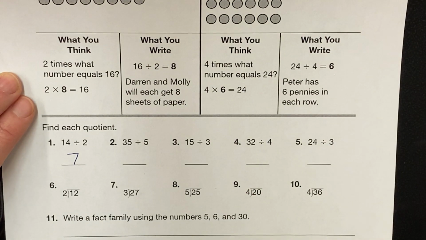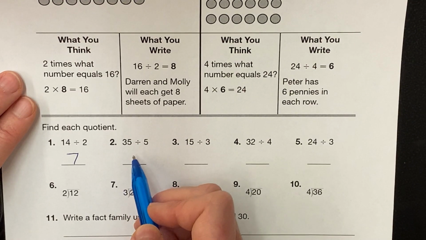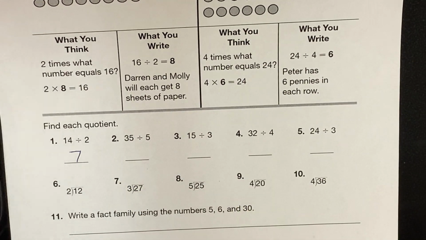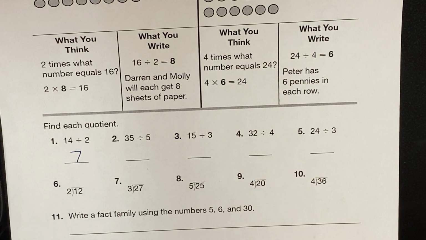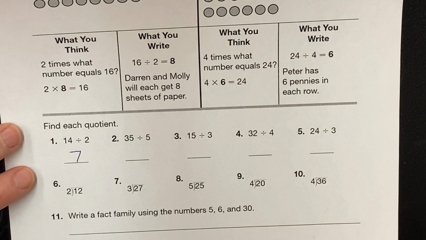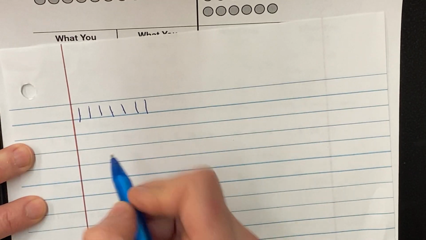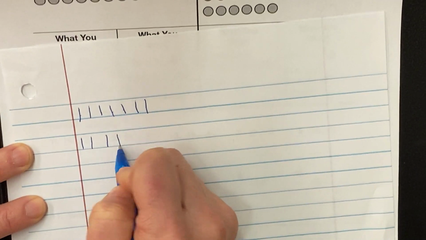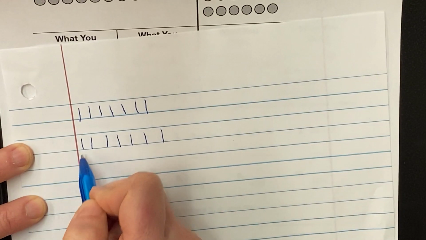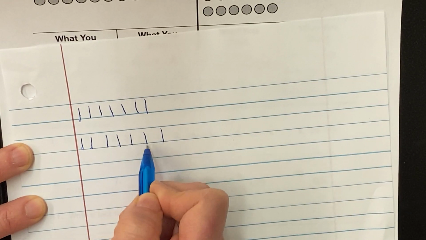Okay. Number 2, 35 divided by 5. All right, for that one, I think I'll do multiples again because I know how to count by 5s really easily. 5, 10, 15, 20, 25, 30, 35. 1, 2, 3, 4, 5, 6, 7.